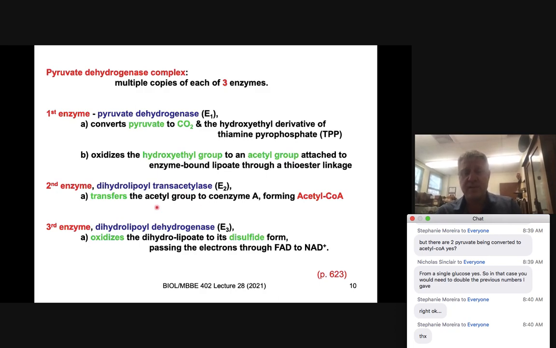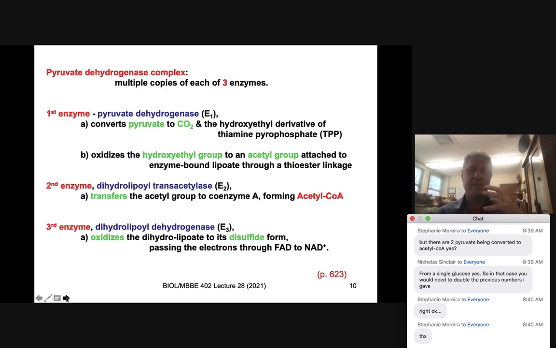With that transfer, the acetyl group goes and consumes coenzyme A to form acetyl-CoA. But the issue is this is not released yet. It's released later when the third enzyme oxidizes this dihydrolipoate arm, and the disulfide bond is formed, which allows you to pass those electrons through to NAD to make NADH, and then causes the release of the acetyl-CoA, which is the substrate to feed into the TCA cycle.